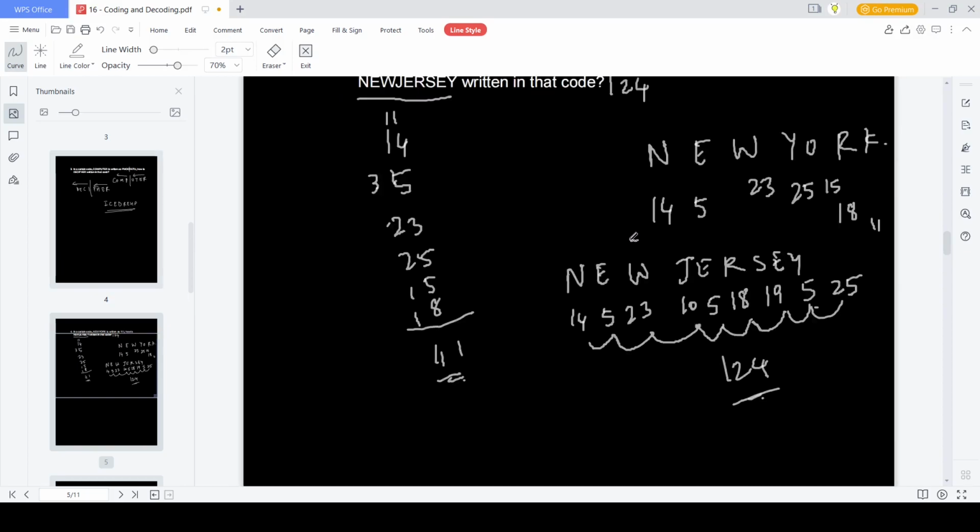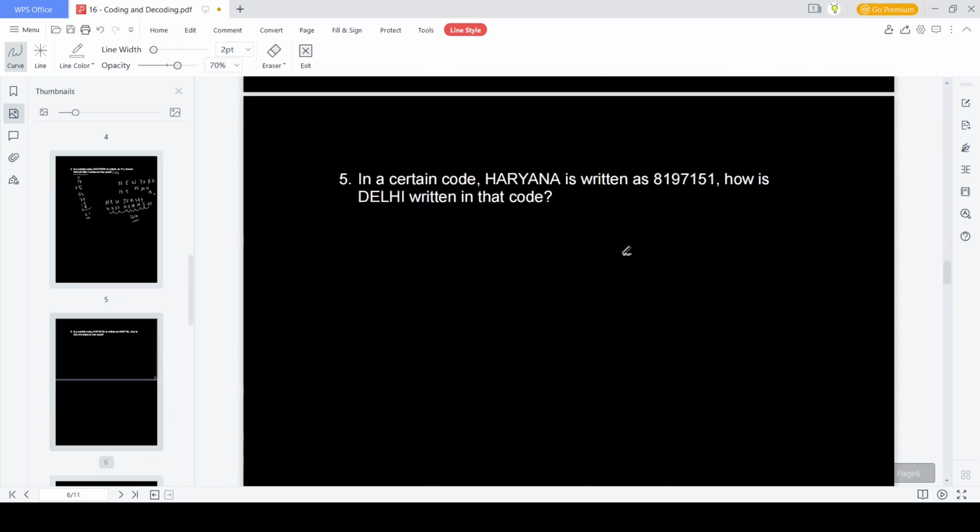Okay, next question. In a code, Haryana is written as 819751. Okay, what is Delhi in that same code? Okay, so let me first write Haryana. Haryana. Okay, so H is written as 8. It's the eighth letter. Okay, A is the first letter. R is the 18th letter.